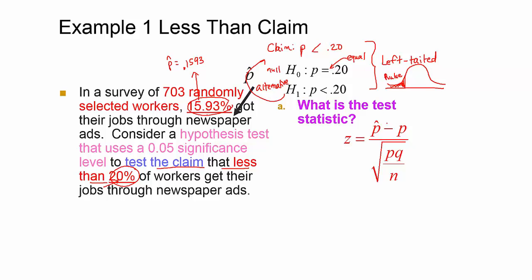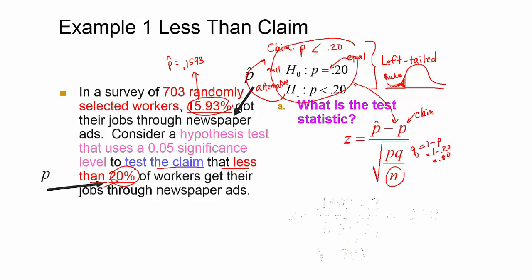We want to subtract p from our sample proportion. Now p is the claim. So the value that we're using up here with our claim and our hypothesis statements is the value that goes here for p. And remember that q is 1 minus p. So q is 1 minus 0.20, or 0.80. N is the total number of trials, or the total number of people in our survey, and n for this problem is going to be 703.